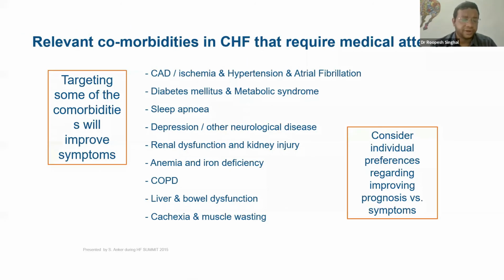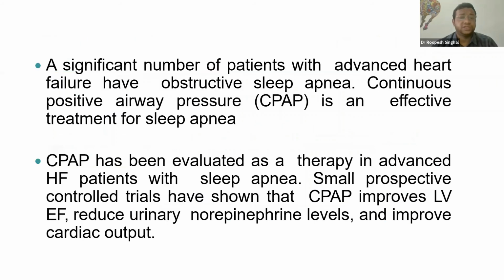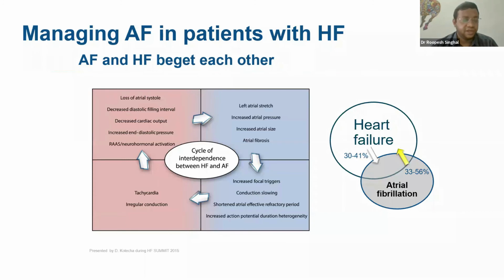So coronary artery disease, we all look into it, but we also need to account for diabetes, sleep apnea. So sleep apnea is one commonly misdiagnosed, sleep apnea and COPD. So you must check for it, especially in obese metabolic syndrome patients. CPAP can actually reduce the heart failure hospitalizations. And arrhythmia, again, atrial fibrillation is a very common problem and can actually precipitate heart failure. So it is very important.